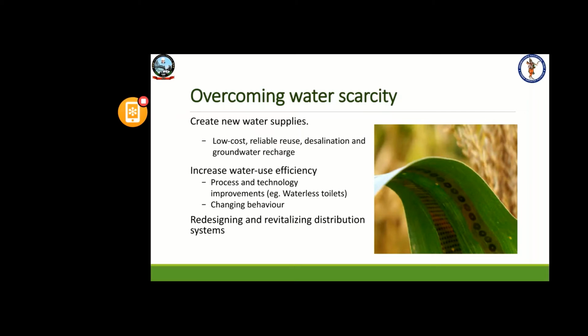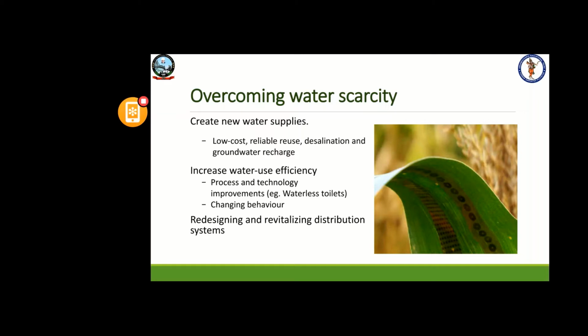Water scarcity is a problem faced in least developed countries as well as developing countries. To overcome it, we have to create new water supplies, low-cost technologies, and go for reliable reuse and desalination. You can have these options while utilizing the water effectively and equally.